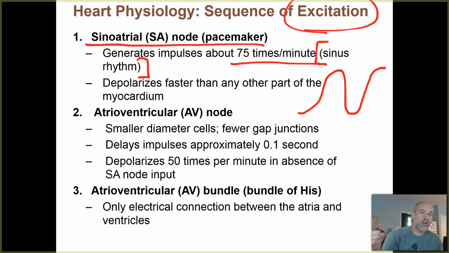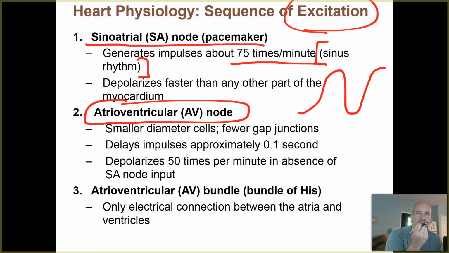Now we talked about how all of these cells in the intrinsic conduction system can depolarize on their own. And yes, they do, but different parts depolarize much more slowly than others. So the sinoatrial node, your SA node, does this about 75 times per minute. The AV node that we were taking a look at right there at the border between the right atrium and the right ventricle. When you get there, the cells are smaller in diameter. You don't have as many gap junctions between them, and it temporarily slows down the spread of the impulse from one location to another. You have about a 0.1 second delay.